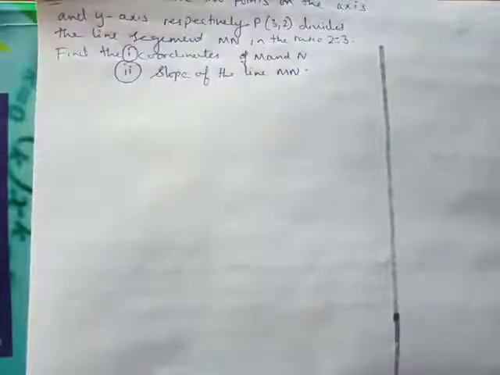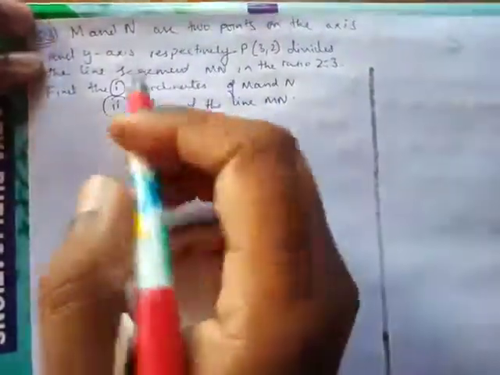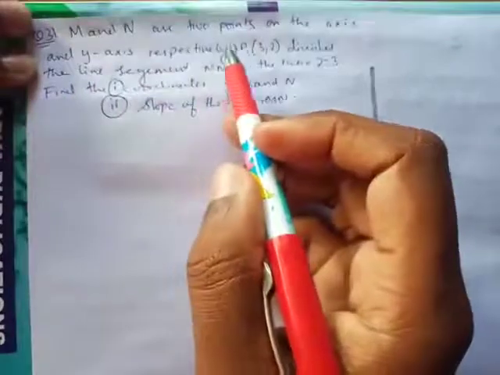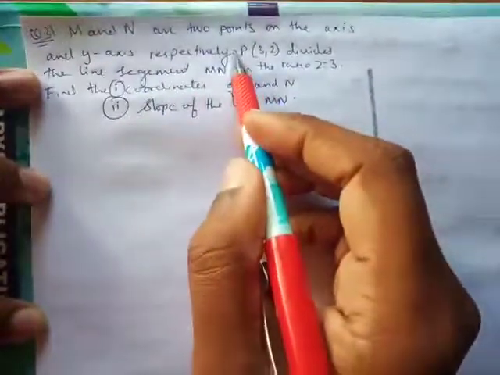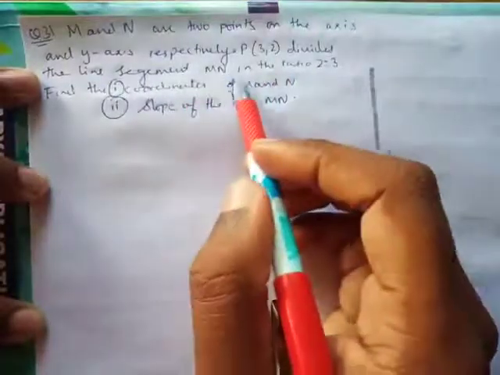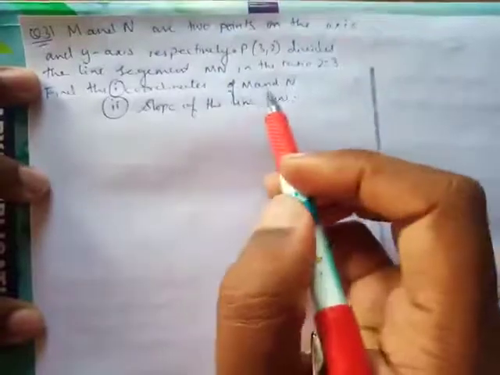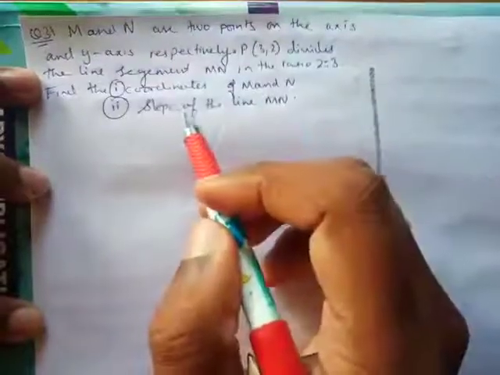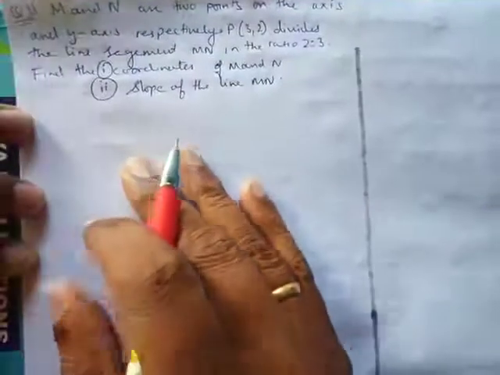Okay, let's have a look at question number 31. Question number 31 says: if M and N are two points on the x-axis and y-axis respectively, and P(3, 2) divides the line segment MN in the ratio 2:3, then I have to find the coordinates of M and N and the slope of the line MN. So what do you guys think? What can be done in this?